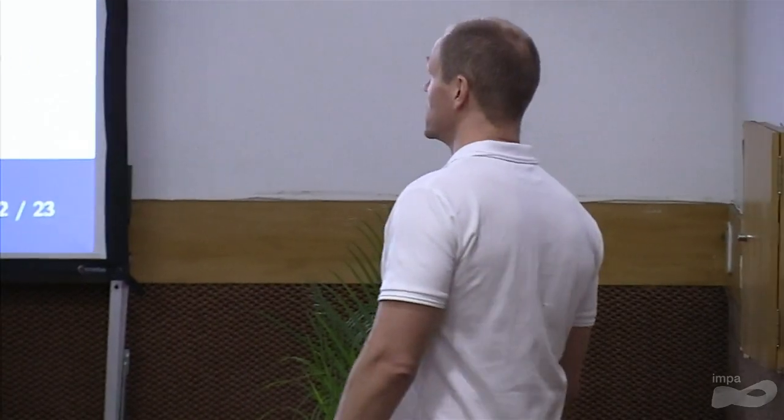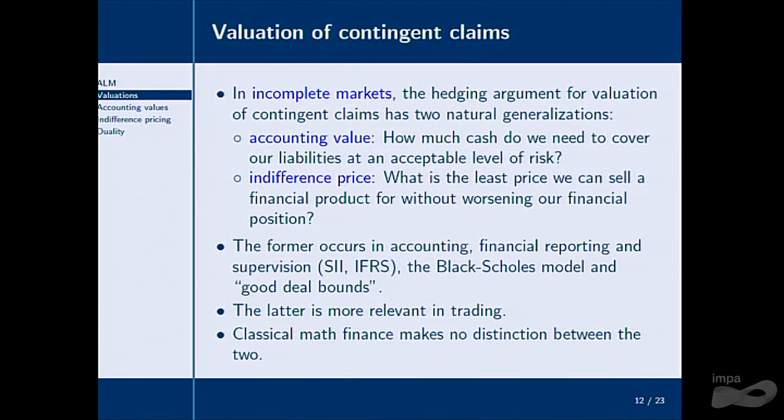That's the accounting value. I mentioned Solvency II and the International Financial Reporting Standards here. If you look at any of these accounting standards or what they say about how liabilities in a financial institution should be priced, they talk about something like this. How much cash would you need in order to transfer your liabilities to a third party so that they could cover the claims until runoff? That's why I call it the accounting value. It comes from accounting standards.